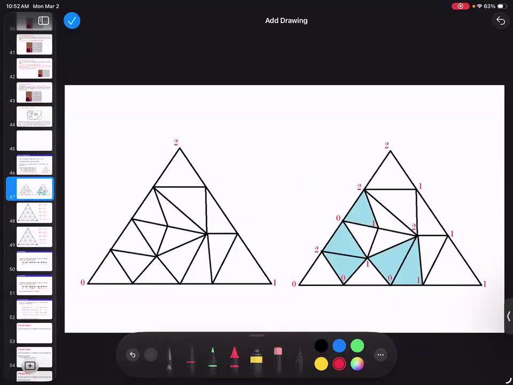Right? So I just put in a random labeling here. So you can see on the bottom, it's all 0s and 1s. On the right side, it's all 1s and 2s. And I shaded in all the triangles that had 3 different labels. So this triangle over here has 0, 1, 2. And so I shaded that in. This triangle over here is just 1, 1, 2. So that would not be shaded. So does everybody understand the rules?